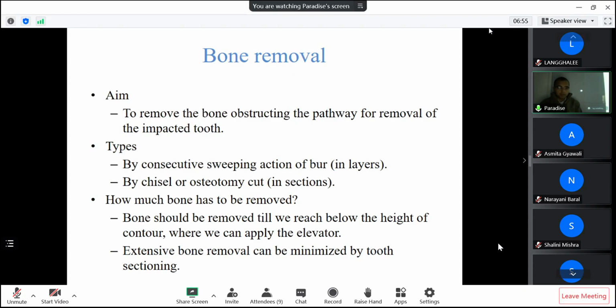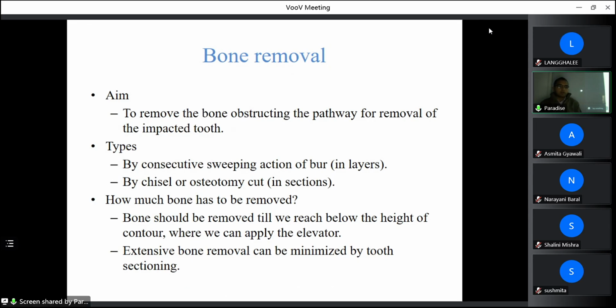Once you raise the mucoperiosteal flap, the next step is bone removal. The aim of bone removal is to remove the bone obstructing the pathway for removal of the impacted tooth. It can be done in two ways: by consecutive sweeping action using a burr, or by using a chisel and osteotomy cut. So the question is, how much bone has to be removed while removing the impacted tooth? Bone should be removed till we reach below the height of contour where we apply the elevators. Extensive bone removal can be minimized by tooth sectioning. Most of the time we have to remove the bone till the cemento-enamel junction of the impacted tooth.